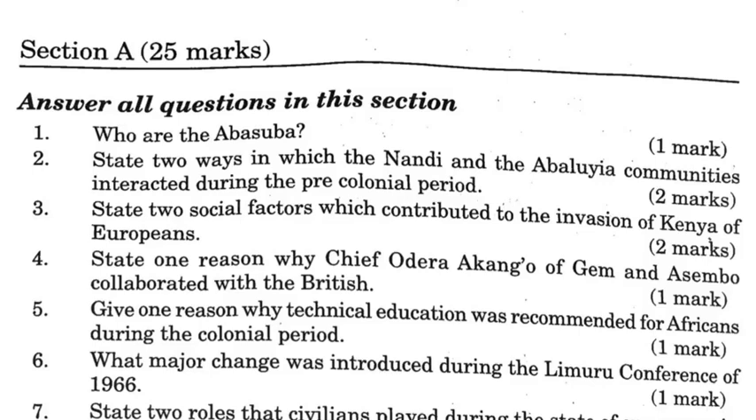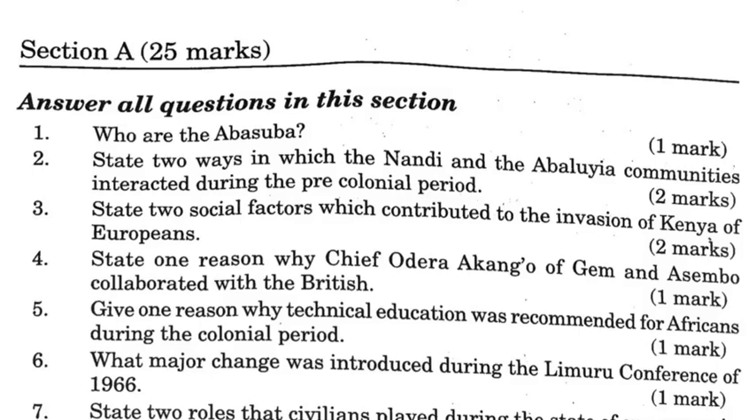5. Give one reason why technical education was recommended for Africans during the colonial period. To ensure that the Africans did not compete with Europeans for white-collar jobs. 6. What major change was introduced during the Limuru Conference of 1966? Creation of posts for 8 vice presidents, 1 for each province.